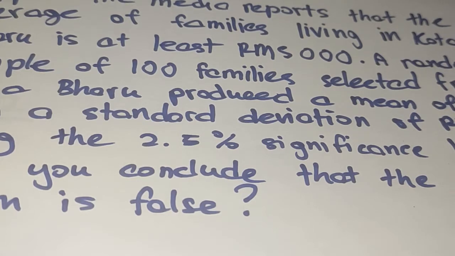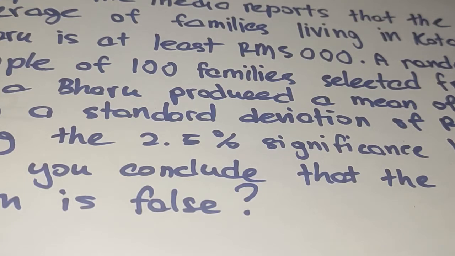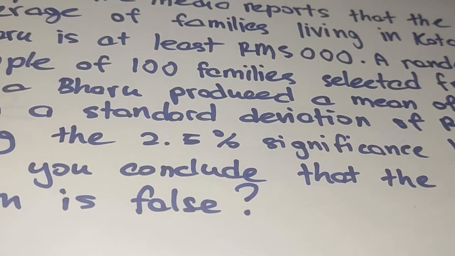Okay, today we will try to answer the question. First, let's read the question. Suppose the media report that the average income of families living in Kota Bharu is at least around RM 5,000. A random sample of 100 families selected from Kota Bharu produces a mean of RM 4,800 with a standard deviation of RM 1,000. Using the 2.5% significant level, can you conclude that the media claim is false?